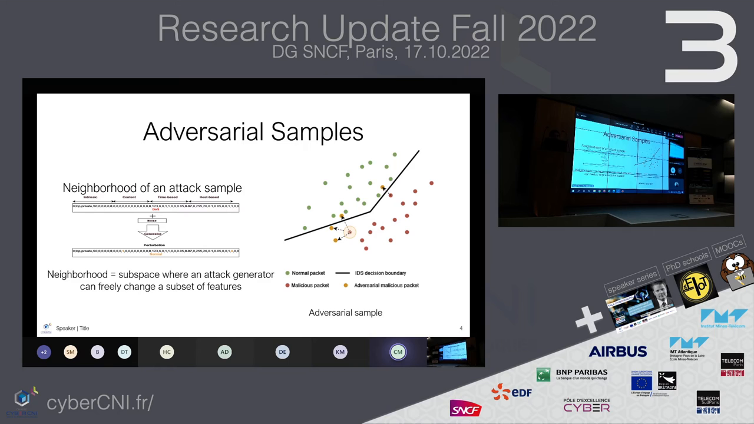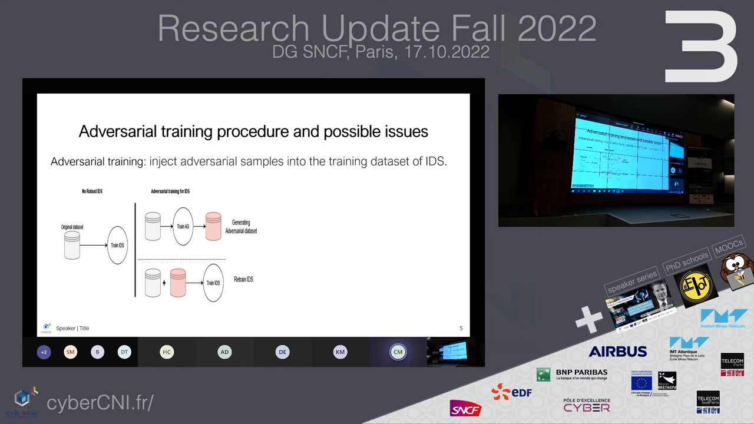I will talk about this in a later slide, but adversarial samples are not used by only one side, the attacker. They can be used by both the attacker and the defender in order to do what is called adversarial training. In adversarial training, we inject adversarial samples into the training dataset of the intrusion detection system in order to have a better and cheaper training dataset. Better, because the IDS is trained on more adversarial malicious samples, so it is more robust. And cheaper, because with adversarial training we don't need to test all these new samples on the system.